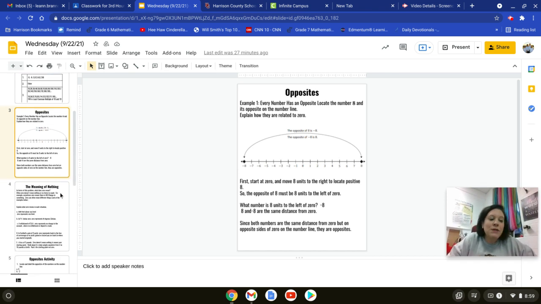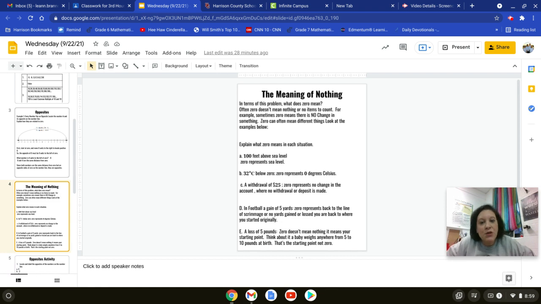All right, the next one is the meaning of nothing. If you have access to a printer, this might be a good thing to print out. If you don't, no worries. Just read it very carefully.